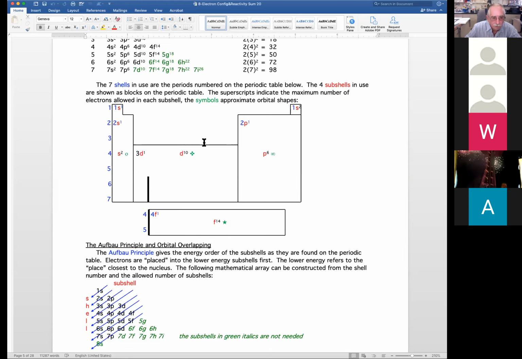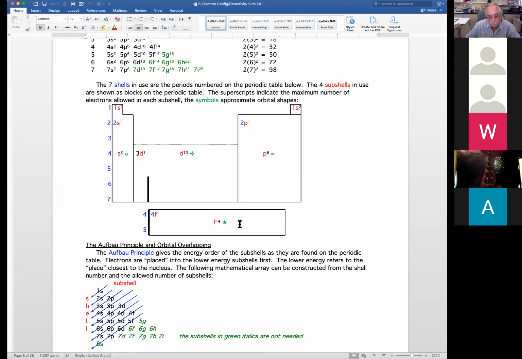So I also tried to put in here, you can get 2 electrons in an S subshell, they're spherical. You can get 10 in a D, they're more complex. You can get 6 in a P, there's 3 of those. You can get up to 14 in an F, and they're complex subshells.